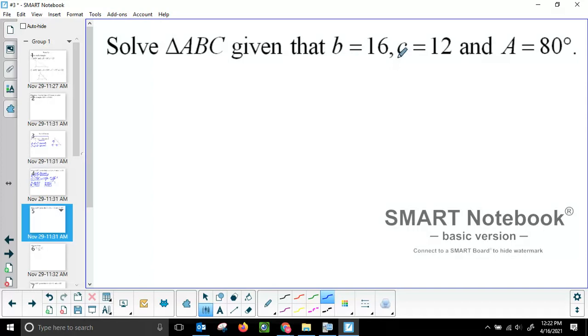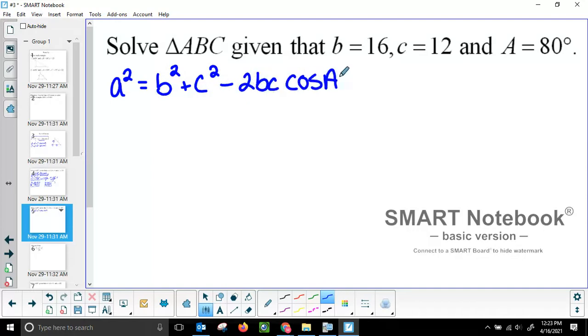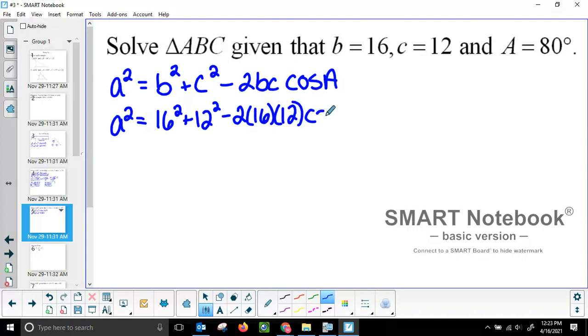So here we have B, C, and angle A. That means we're going to be finding side A. So we're going to be using A squared is equal to B squared plus C squared minus 2BC times the cosine of angle A. We're looking for A. So we have 16 squared plus 12 squared minus 2 times 16 times 12 times the cosine of 80 degrees. Again, in order to solve for A, we would have to take the square root, so we have to do that to both sides.